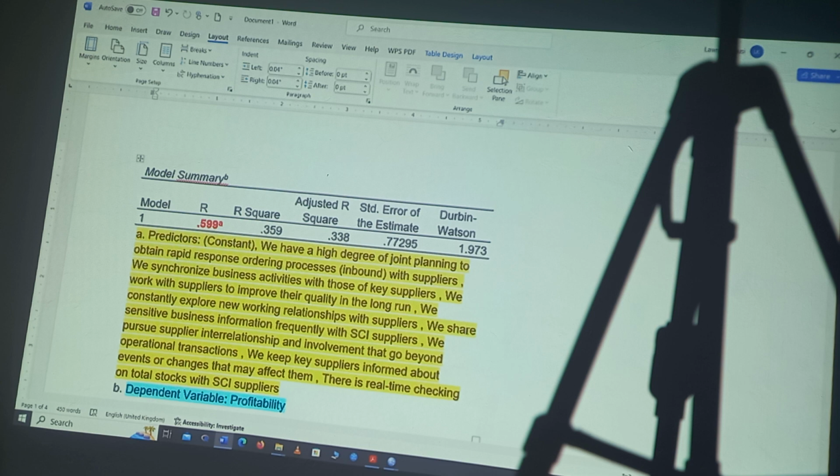So if you look at this, it's about 0.5. So we say that it's a large positive joint correlation between the predictors and the dependent variable, which is the stability. Okay. So that is that.